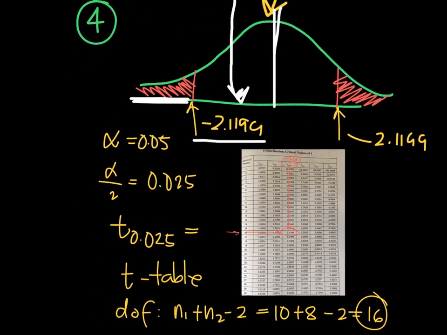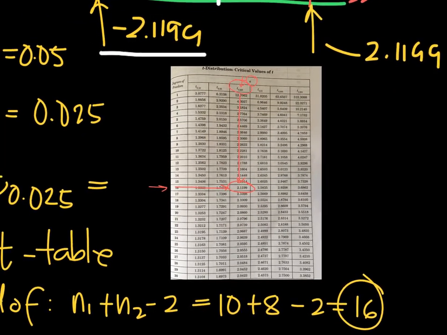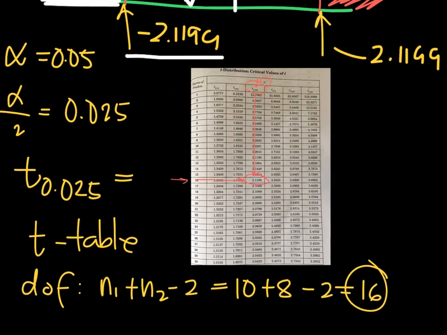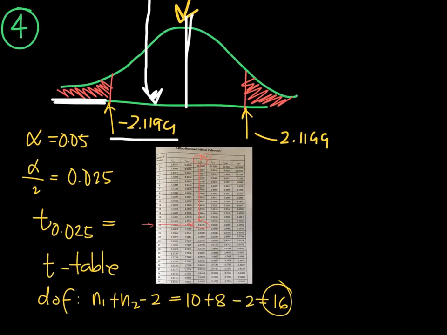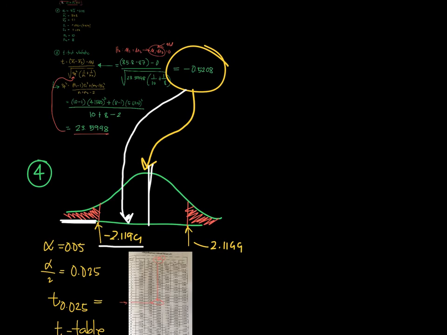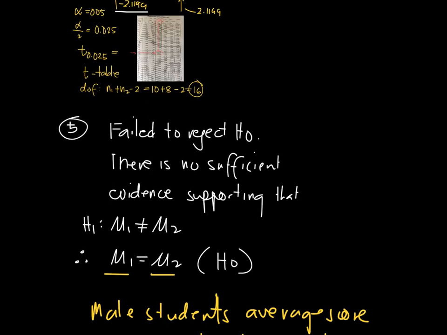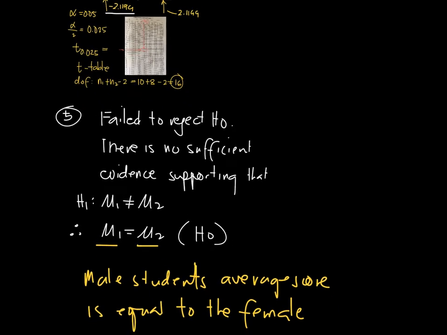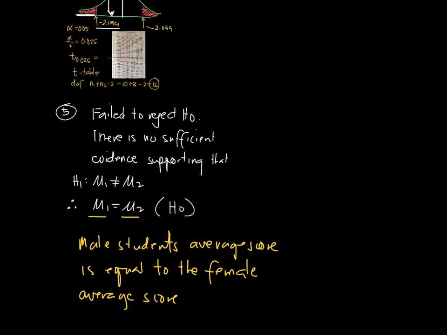Use the significance level to identify the critical values. Locate the t-value using the alpha with the respective degrees of freedom n1 plus n2 minus 2, and then you place the computed t in the diagram, then decide whether to reject or fail to reject the null hypothesis. And in this problem, we have found that we cannot reject the null hypothesis because there is no sufficient evidence supporting H1, which is mu1 not equal to mu2.